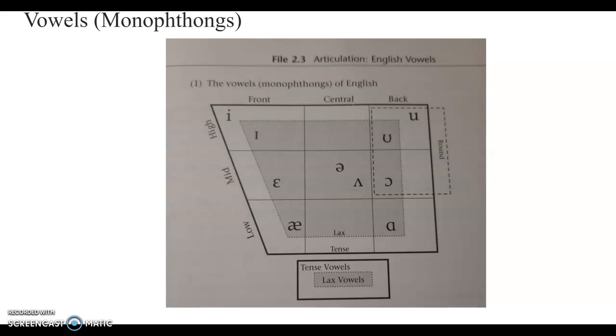The lax vowels are in gray and tense are in white, and you can see the high, mid, and low, and front, central, and back.